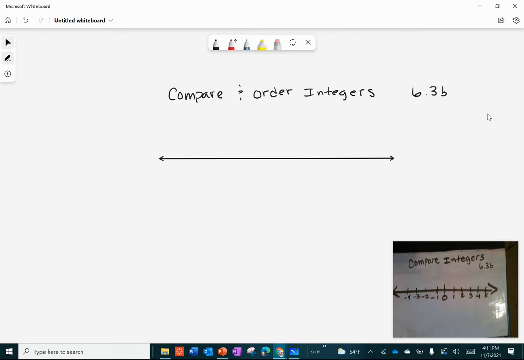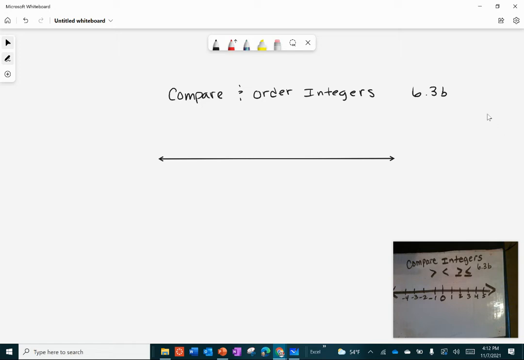This is 6.3b. Now that we have 6.3a down, we know what integers are. We can identify them. They're positive and negative whole numbers, also zero. We're going to be comparing them using inequality signs, which are the greater than and less than signs. We even have a greater than or equal to and a less than or equal to that we will eventually bring in, but mainly these signs for comparing numbers.